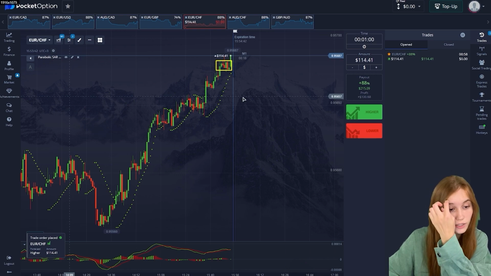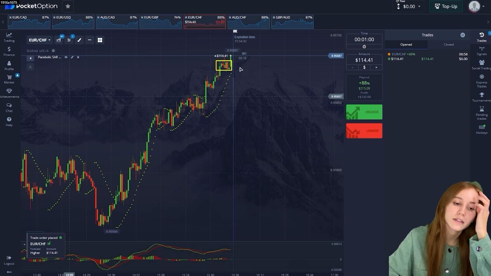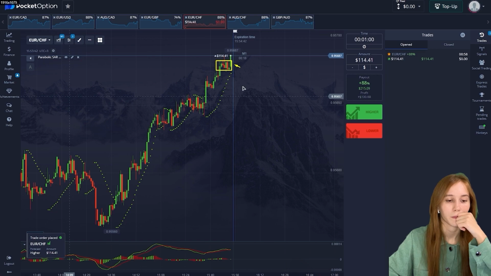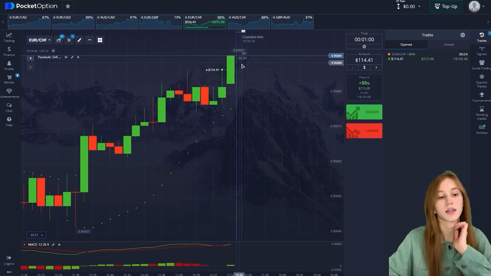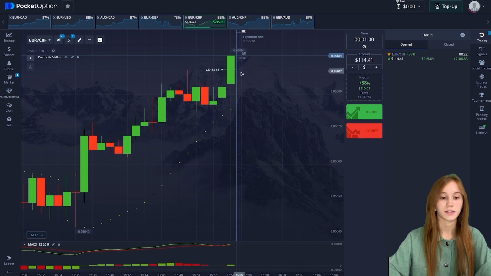We see green candle. By parabolic, we see these points are stable. It corresponds to our trend green bars. By MACD, we see we upper our points, chart is stable, it's good.